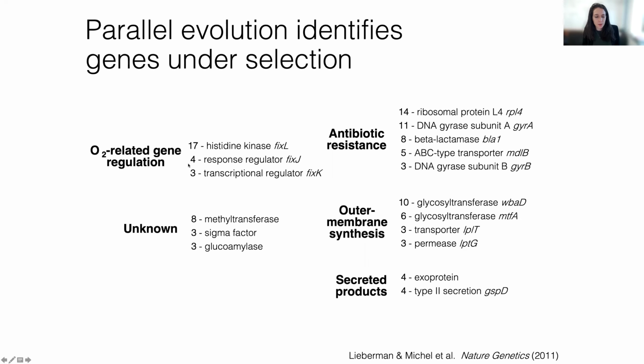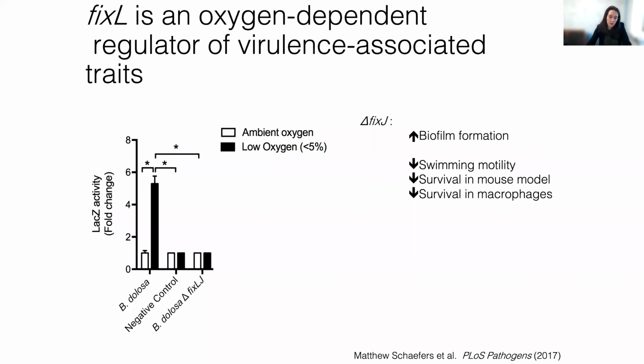But there's a number of genes that were unexpected, including 3 here that were all involved in the same oxygen-dependent gene regulation pathway. And this pathway hadn't before been implicated in lung pathogenesis. But this evidence really suggested it strongly. And our collaborators have since gone on to show that this pathway does indeed regulate phenotypes associated with virulence.